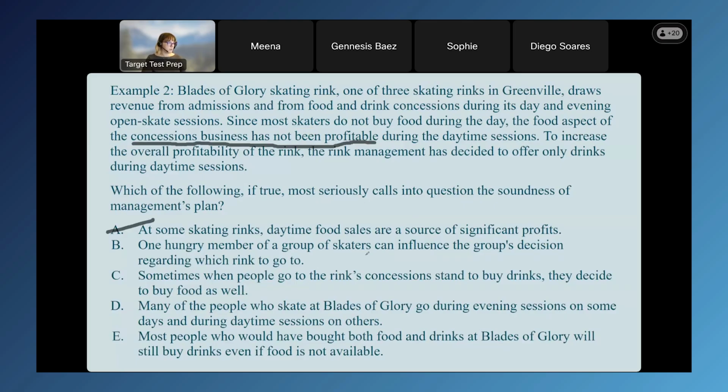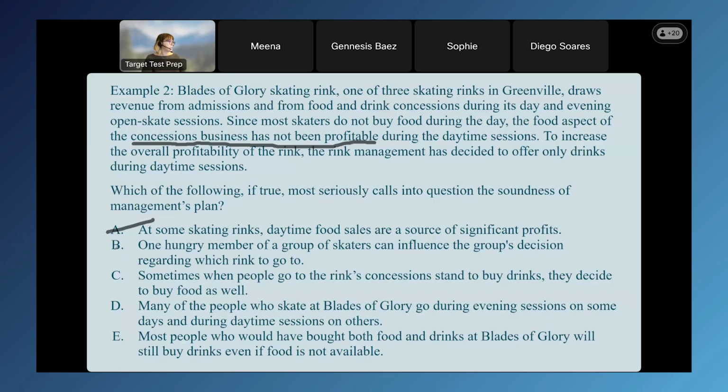B, one hungry member of a group of skaters can influence the group's decision regarding which rink to go to. So there are two other skating rinks in town, and if what this choice says is true, then when groups of skaters go to the skate rink, even if they don't all buy food, if one person does want food when they go skate somewhere, they might choose to go to one of the other two rinks.